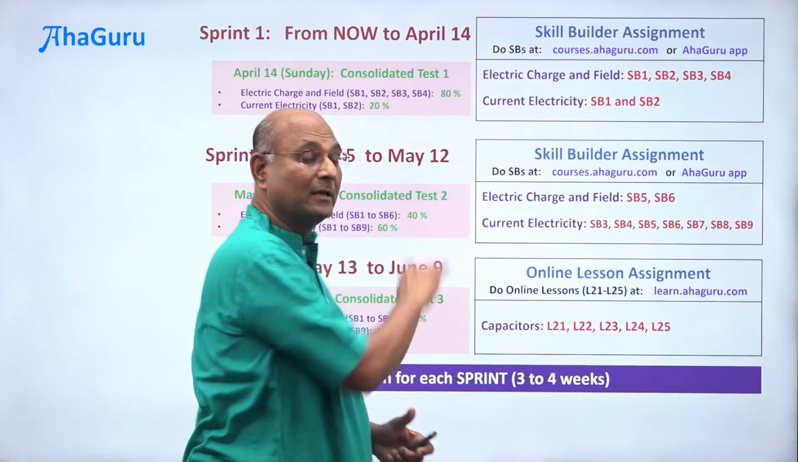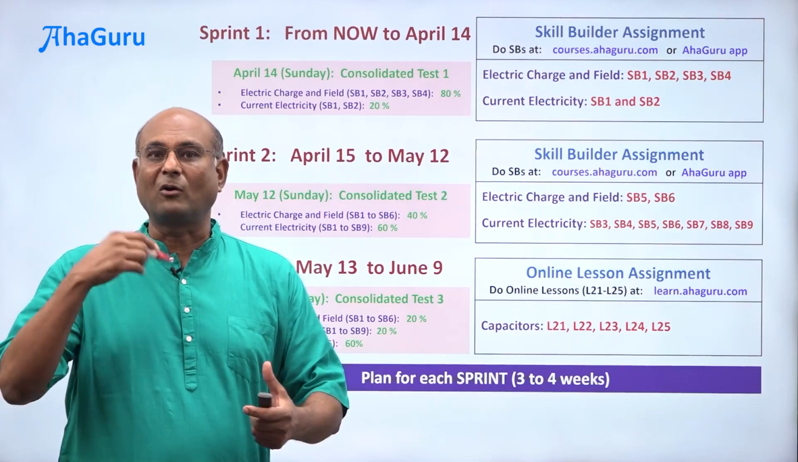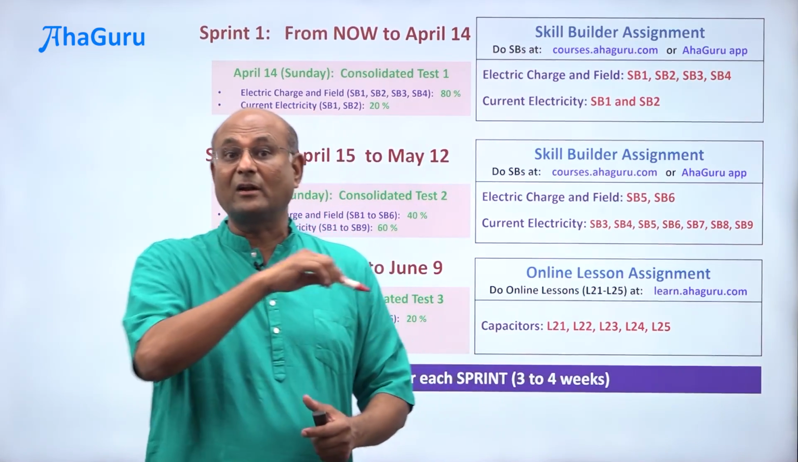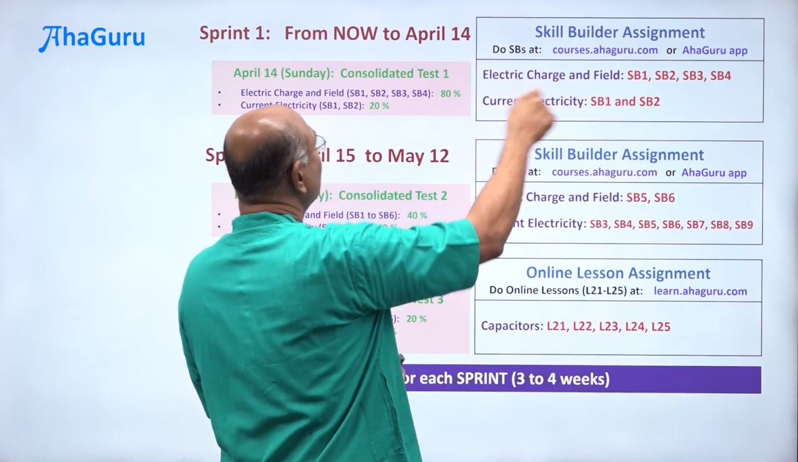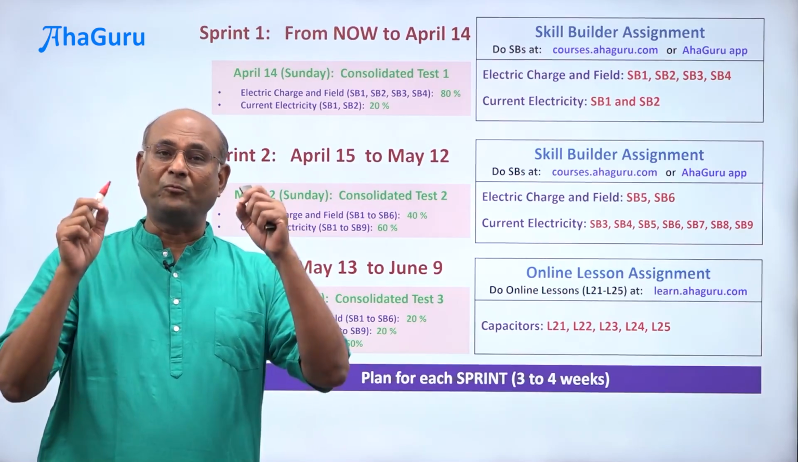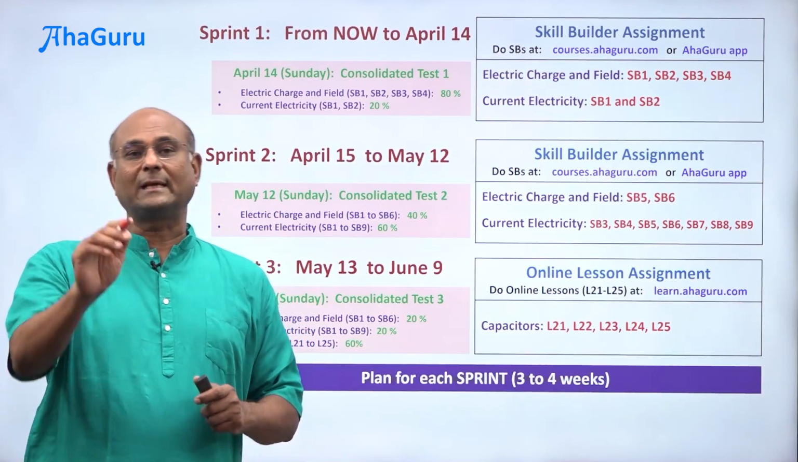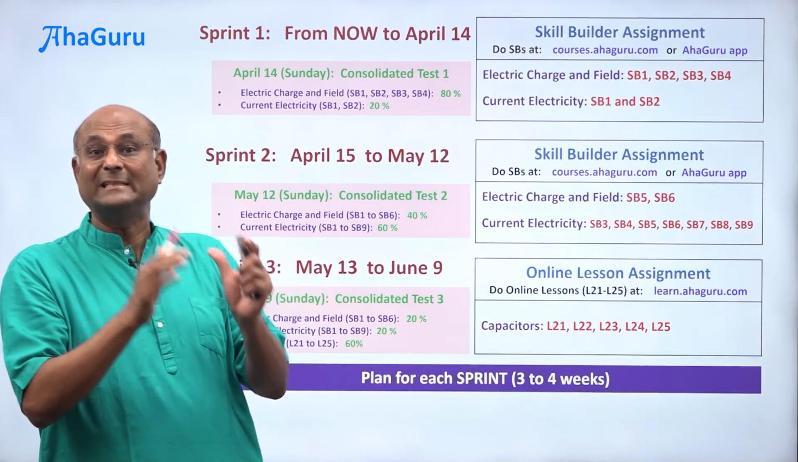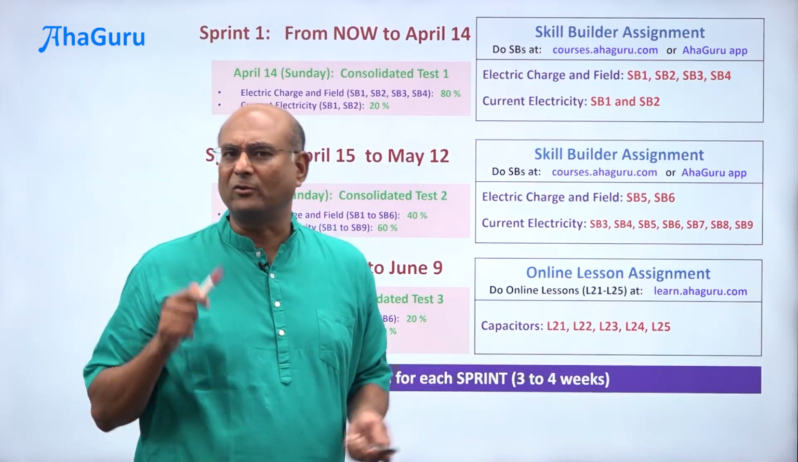If you finish this, then you can go and take your textbook and work out a little more problems. You can look at additional books, additional materials, finish the additional online lessons on these topics. That will help you with the consolidated test, it will help you with the class test, and it will keep you completely prepared for your board exams as well as your competitive exams. Okay? So please plan by sprint. Each sprint is about 3 to 4 weeks.